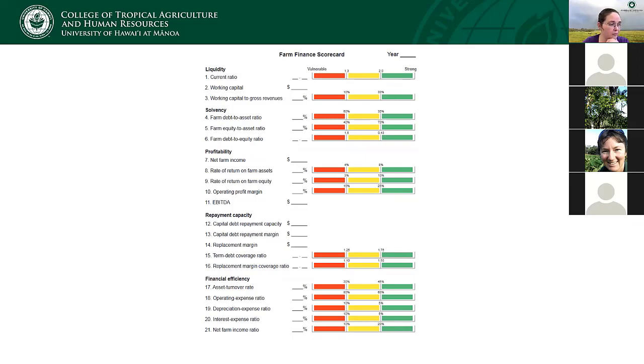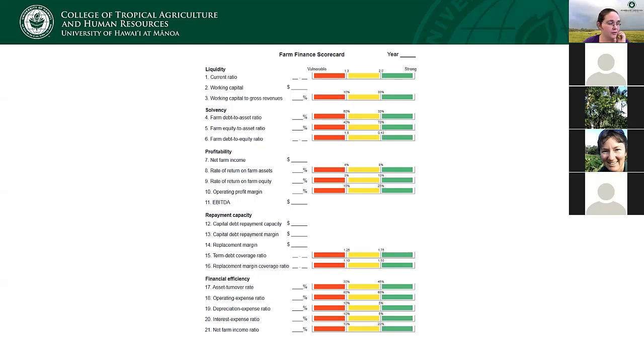So measures of profitability are net farm income, rate of return on farm assets, rate of return on farm equity, and then operating profit. This one is often in business speak, you'll hear it as the return on investment. Repayment capacity is measured by the term debt coverage ratio and capital debt replacement margin. These measurements come from the statement of cash flows.